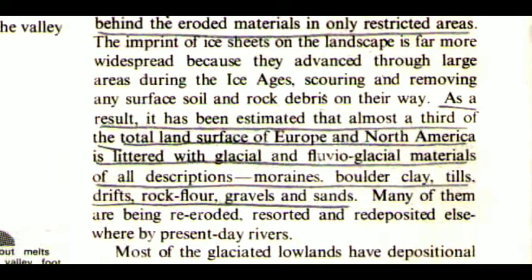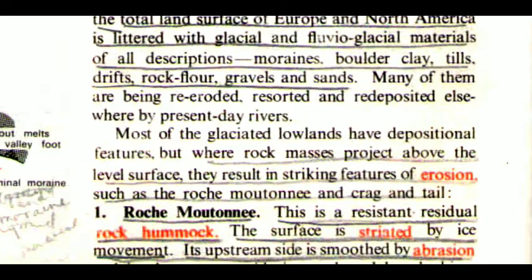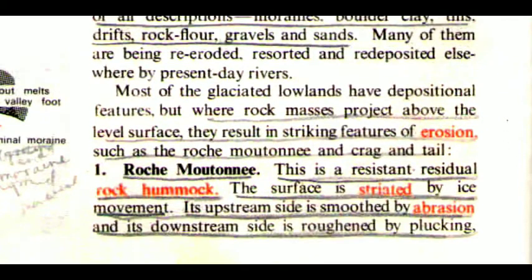As a result, it has been estimated that almost a third of the total land surface of Europe and North America is littered with glacial and fluvio-glacial materials of all descriptions: moraines, boulder clay, tills, drifts, rock flour, gravels, and sands. Many of them are being re-eroded, resorted, and redeposited elsewhere by present-day rivers. Most of the glaciated lowlands have depositional features, but where rock masses project above the level surface, they result in striking features of erosion, such as the roche moutonnée and crag and tail.